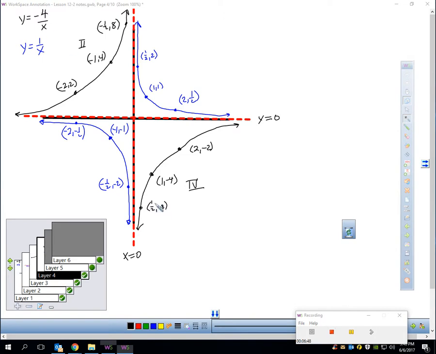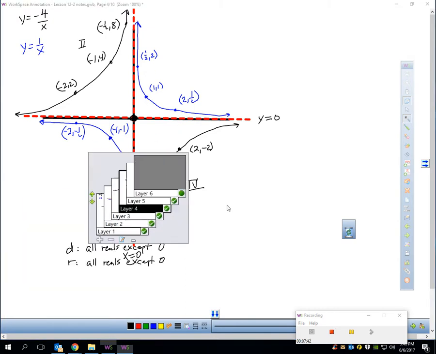And then I can mirror those points. So if positive half gives me negative 8, negative half would give me positive 8. If 1 gives me negative 4, negative 1 would give me 4. And if 2 gives me negative 2, negative 2 would give me 2. It's very easy to mirror points when both asymptotes cross through the origin. If they don't cross through the origin both, then I'll have to show you some other things, but that's how you can mirror the points on a problem like this.